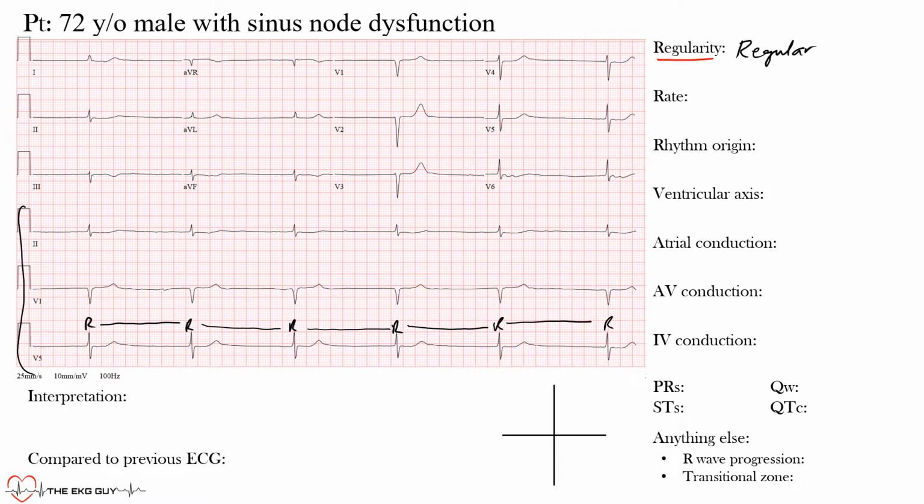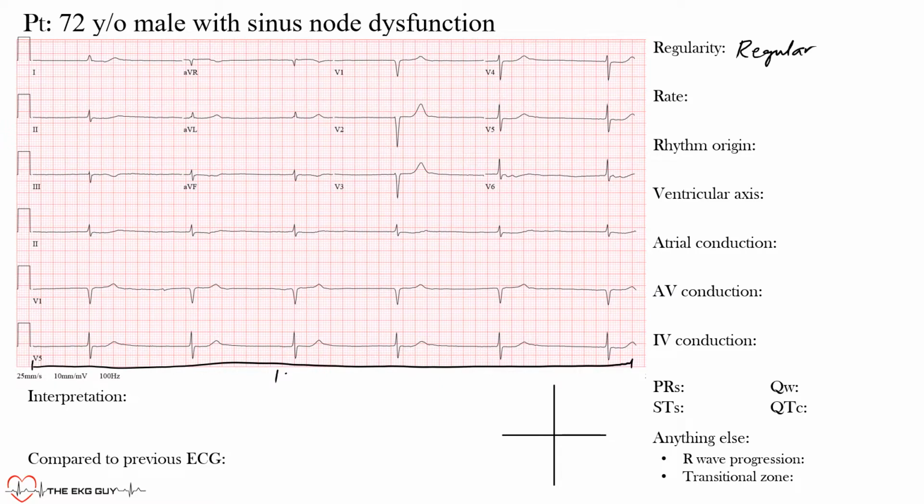Next we look at the rate, and we look at the regularity first because then it dictates some ways that we can find the rate. Okay, with irregular rhythms, we're more limited in the ways that we can find it. But now that we have a regular rhythm, knowing that from beginning to end is 10 seconds, if you multiply that by 6, that's 60 seconds, or 1 minute. We can then count the complexes, multiply by 6, and get an estimate of the rate in beats per minute.